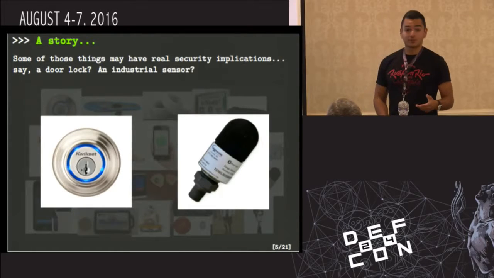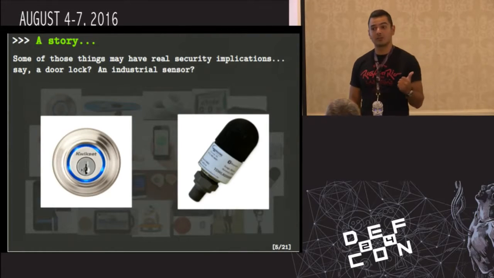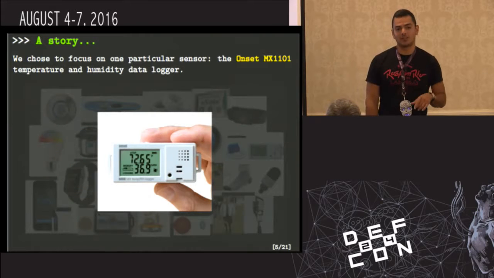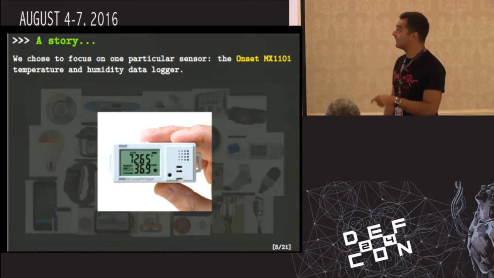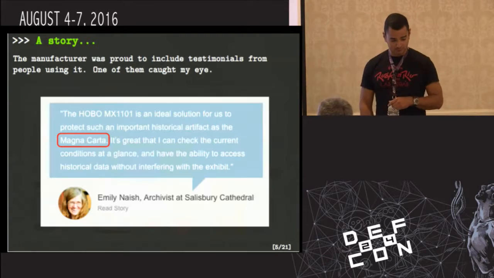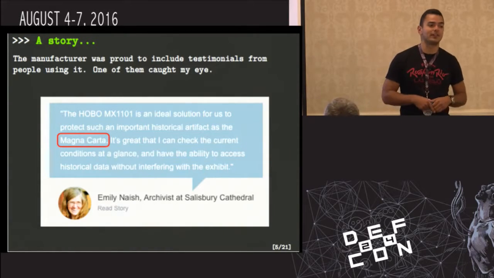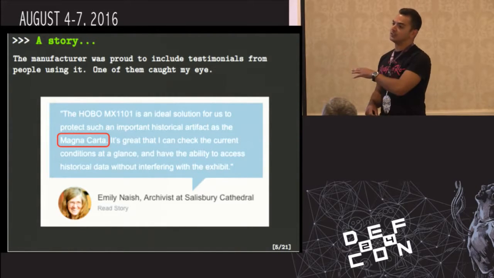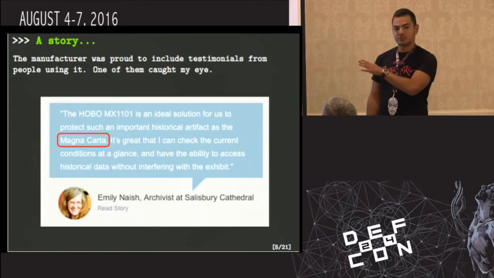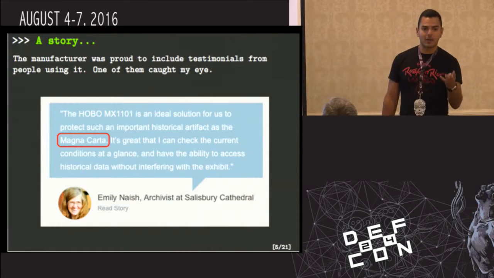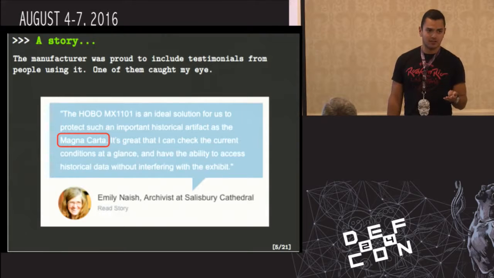There's also industrial sensors. So this is a pressure sensor you can go buy online. We decided to focus on a temperature and humidity data logger, specifically the Onset MX1101. Why did we focus on this? Well, the manufacturer actually is really proud to include some testimonials. This is one of them. So this lady's claiming that she uses this to monitor the temperature and humidity of the Magna Carta, one of the 4 copies of the Magna Carta in England.